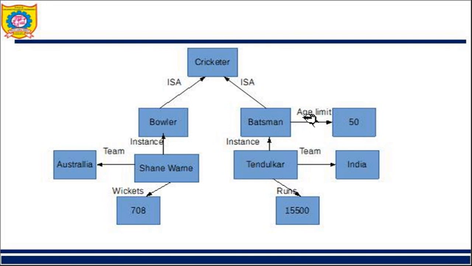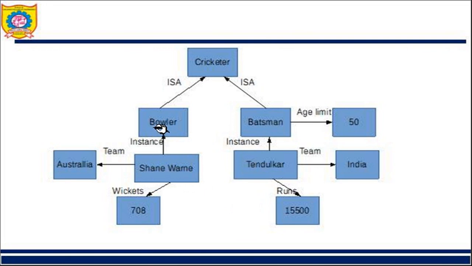So I can say the batsman's age limit is 50. I can say Tendulkar's team is India. I can say he made 15,500 runs and so on. Now here we can say that this is inheritable knowledge representation. It contains inheritable knowledge representation, which shows the relation between instance and class.